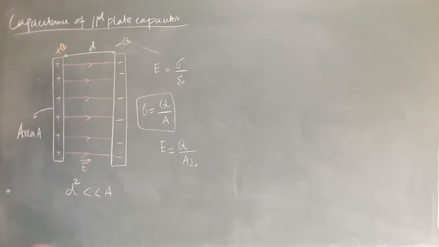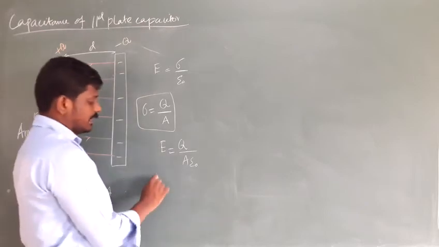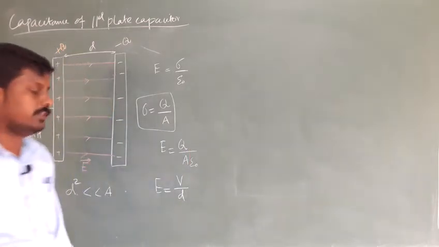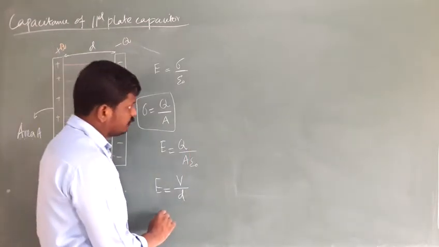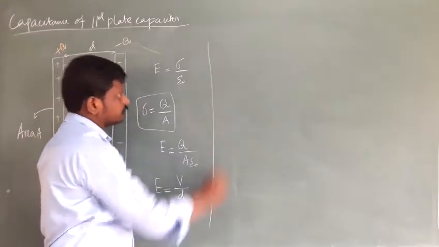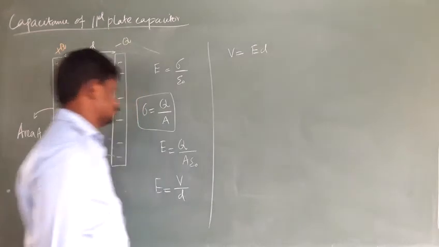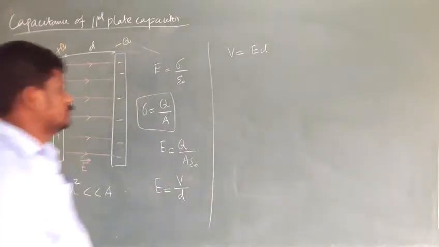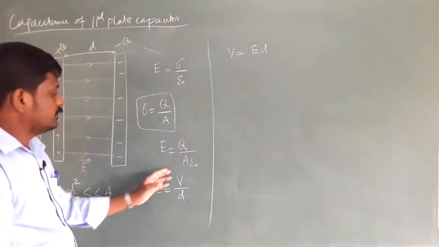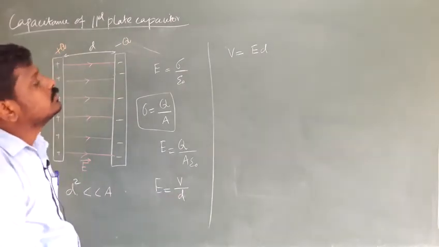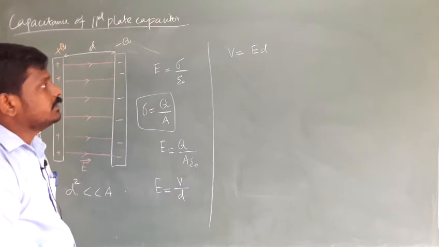Then what is the potential difference between the two plates? The potential is equal to the battery's potential difference. The electric field E is equal to potential per unit length, so E is equal to V by D, that is volt per meter. So potential V is equal to ED.